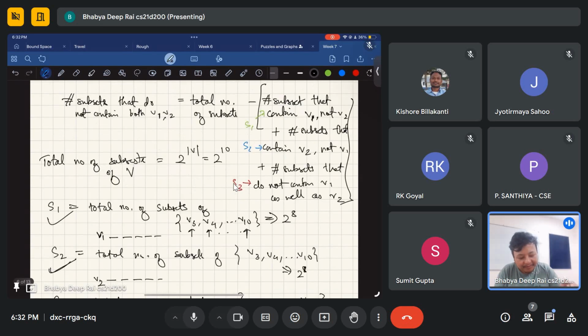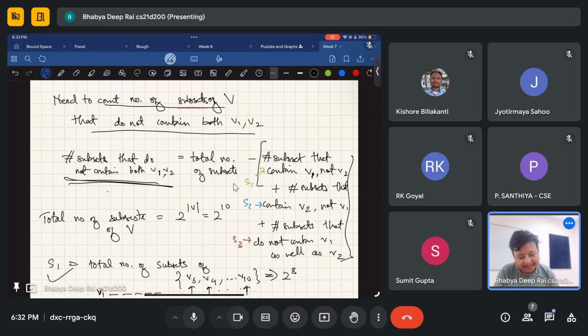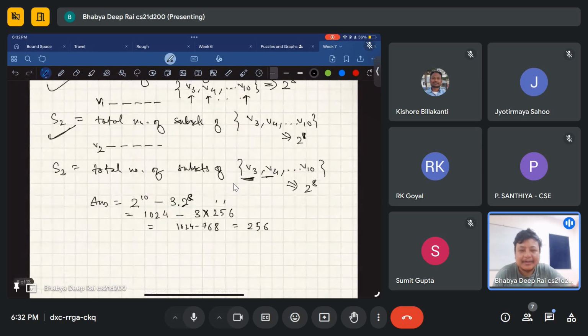The other way would be probably by directly counting the subsets that do not contain both v1 v2. How do you do that? Okay, no, you need to do this process. It does not come directly, I think. The subsets that do not contain both v1 v2 means you are just counting... Is this the final answer? Yeah, this is the final answer, right?